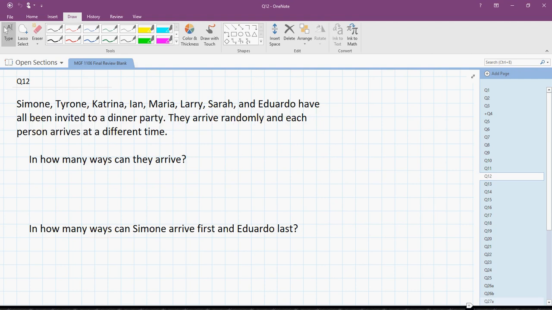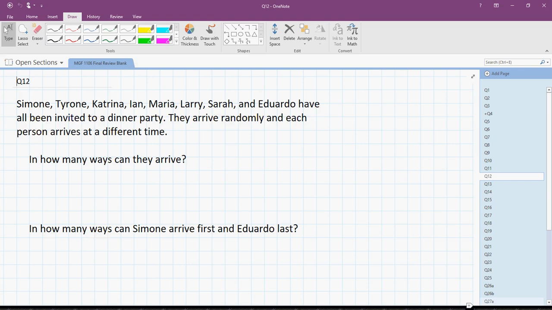All right. So now we are moving into 11.5. This is where we take 11.1, 11.2, 11.3, and 11.4, and we put it all together. So they're going to give you situations that are either the fundamental counting principle, permutation, combination, and then they want you to find probability based off of that. So here we've got Simone, Tyrone, Katrina, Ian, Maria, Larry, Sarah, and Eduardo have all been invited to a dinner party. They arrive randomly, and each person arrives at different times.